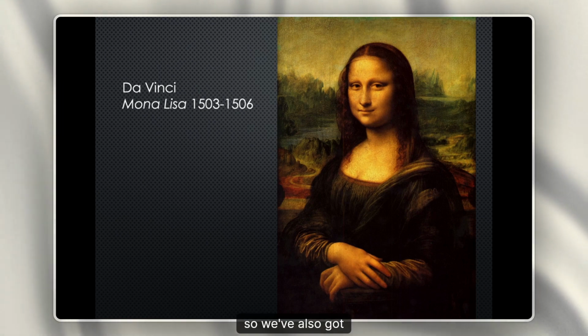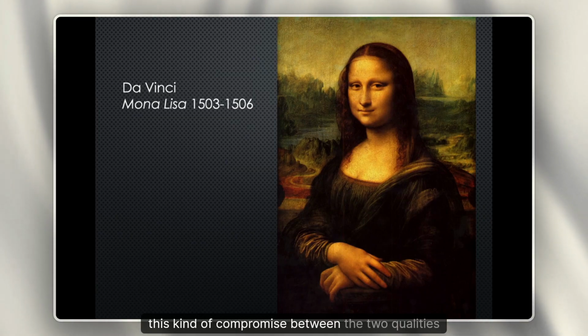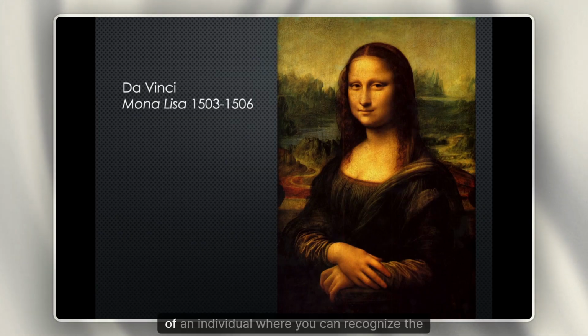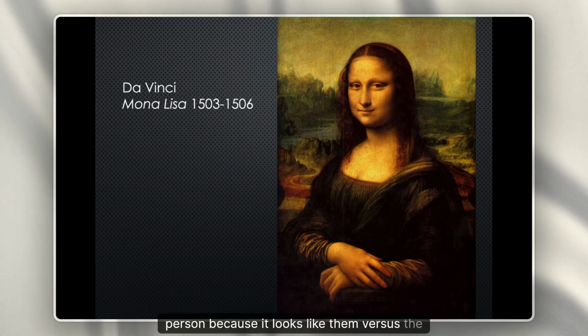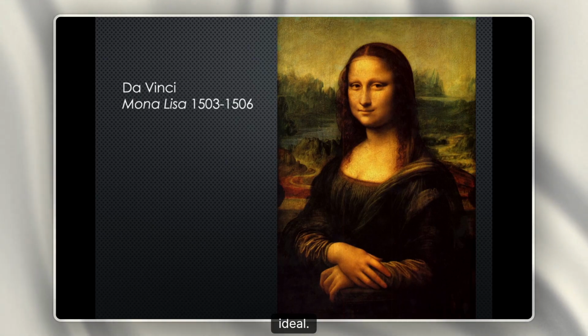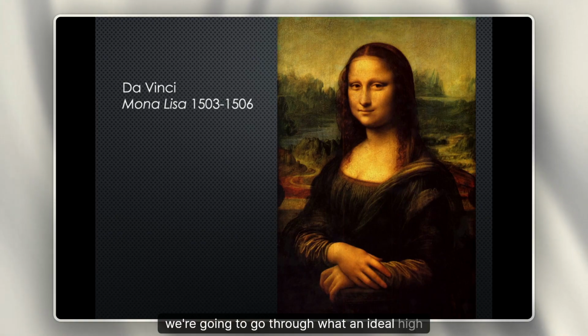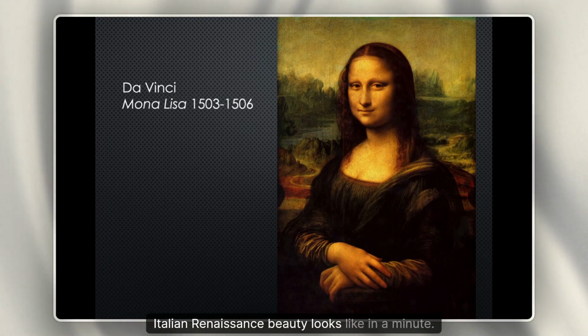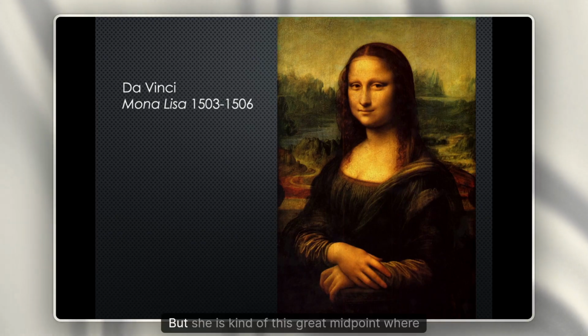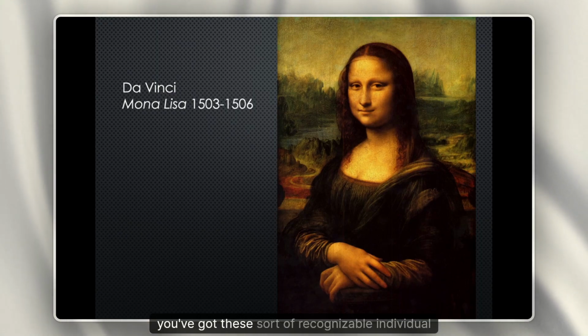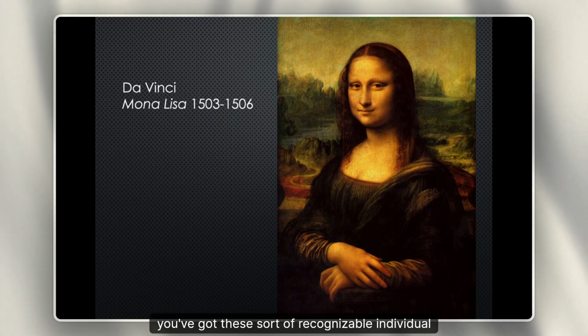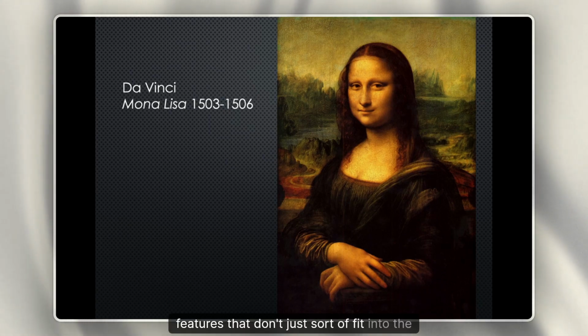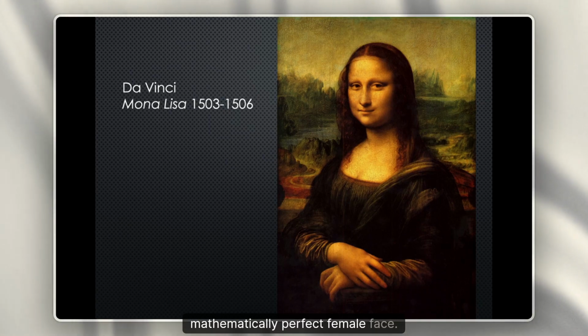So we've also got this kind of compromise between the two qualities of an individual, where you can recognize the person because it looks like them versus the perfect ideal. We're going to go through what an ideal high Italian Renaissance beauty looks like in a minute. But she is kind of this great midpoint where you've got these recognizable individual features that don't just fit into the mathematically perfect female face.